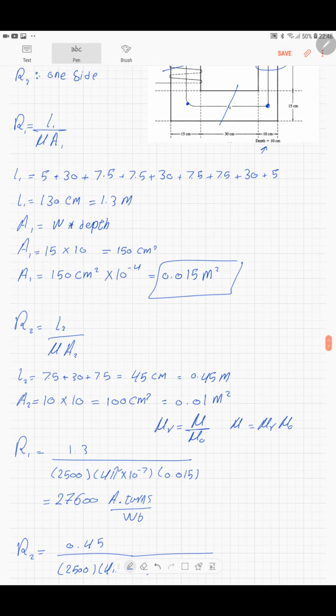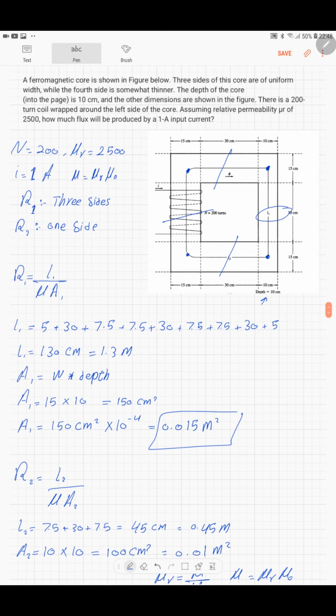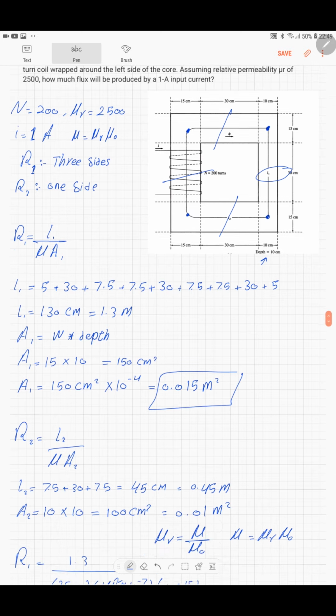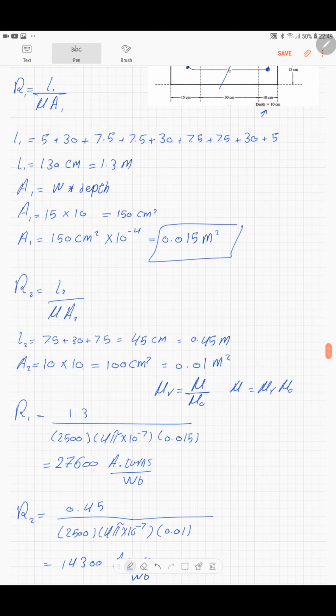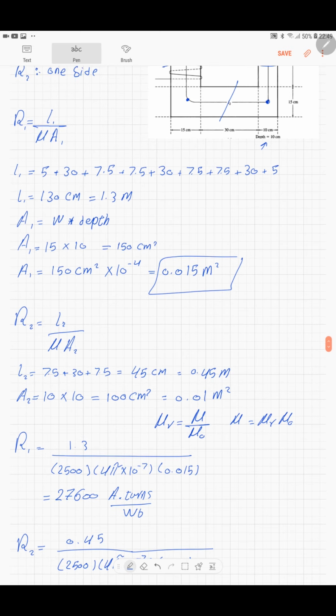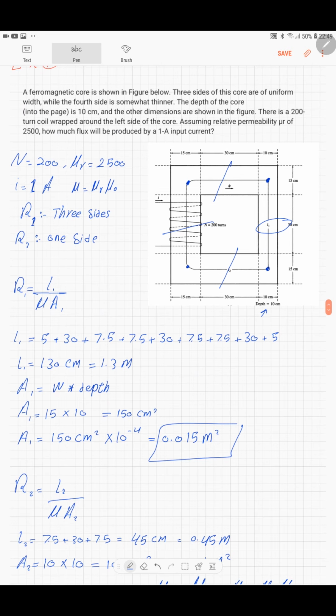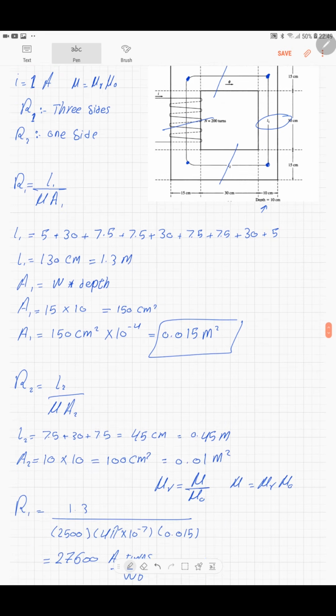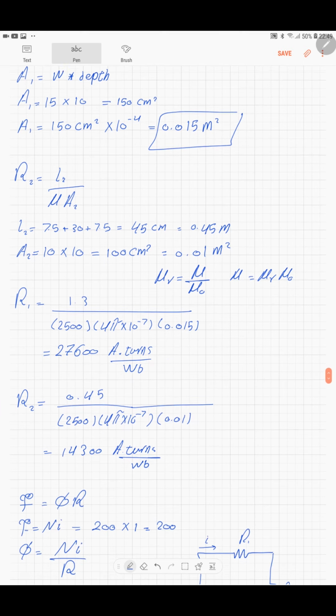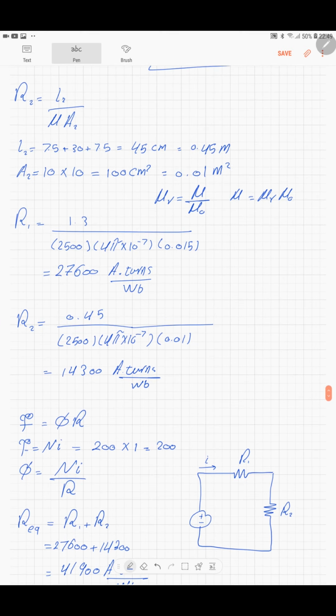Now R2 can be given by L2 divided by mu A2. We use the same method here. L2 is the length of this region. This is region 2, because this one has a different width, and this side has the same width but different from this one. Now L2 is 7.5 plus 30 plus 7.5, so this is L2. And A2, by the same method, is the width of this region, which is 10 centimeters, times the core depth, 10 centimeters. Now this is A2, and we have all the information needed to get the reluctances.